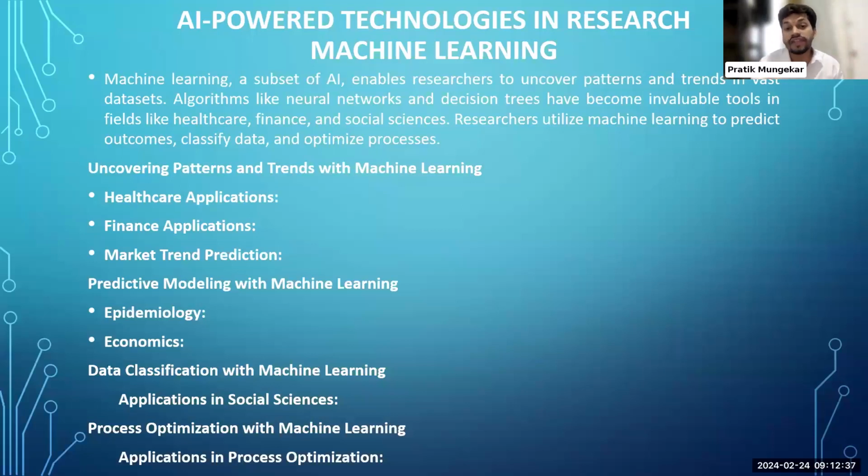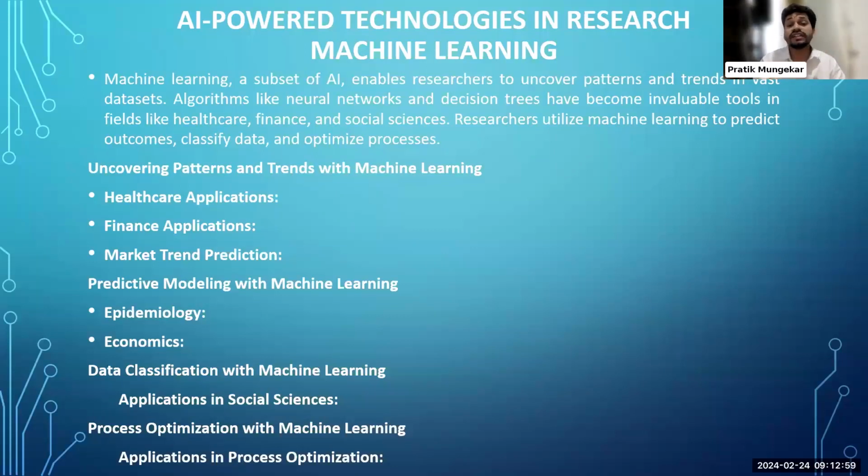So in essence, you can say process optimization with machine learning allows researchers to focus their resources and efforts on core research objectives rather than grappling with operational bottlenecks and inefficiencies. This not only accelerates the research process, but also enhances the competitiveness and sustainability of organizations across various industries.